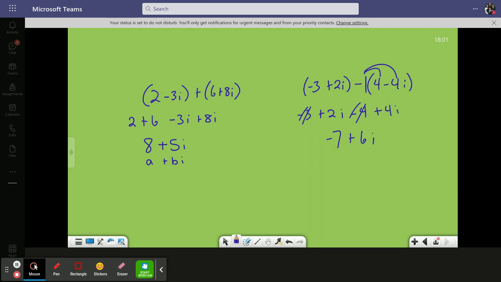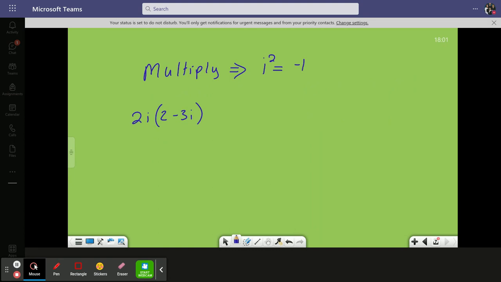Sometimes we gotta multiply them. When it comes to multiplying, the most important thing you have got to remember, where we lose points on this, is that i squared is equal to a negative 1. Remember FOIL, first, outside, inside, last? All right, so what if I were doing 2i times 2 minus 3i?